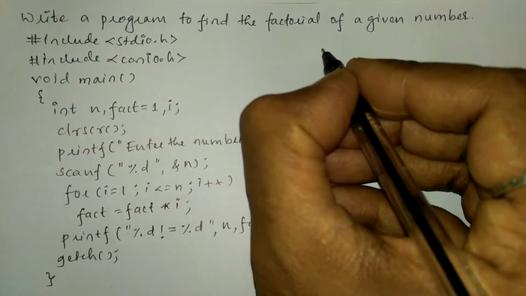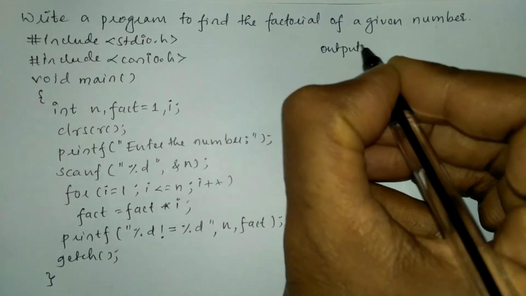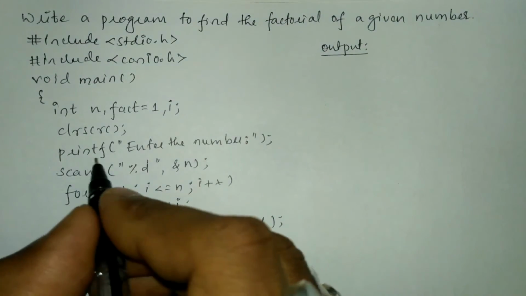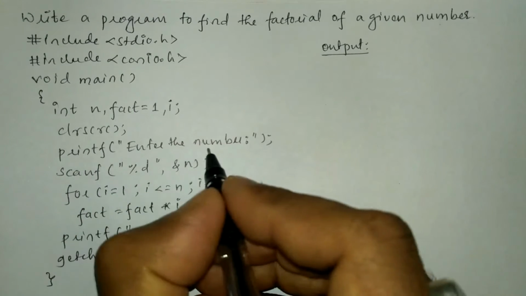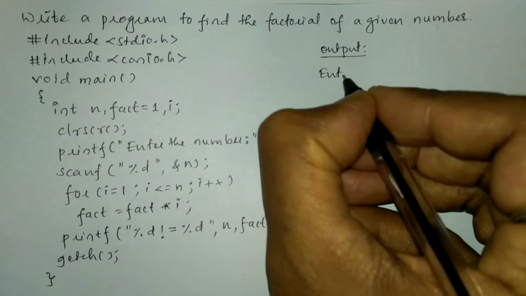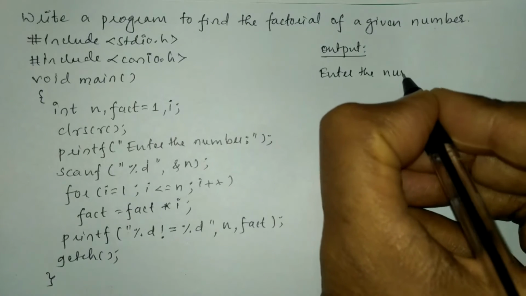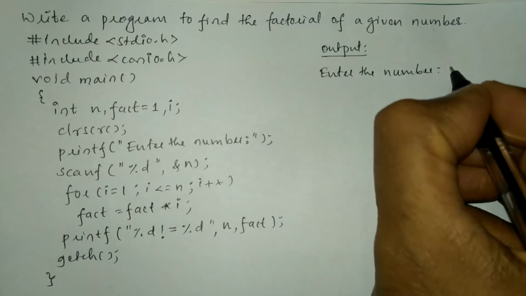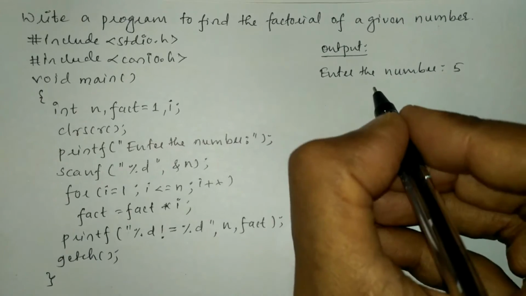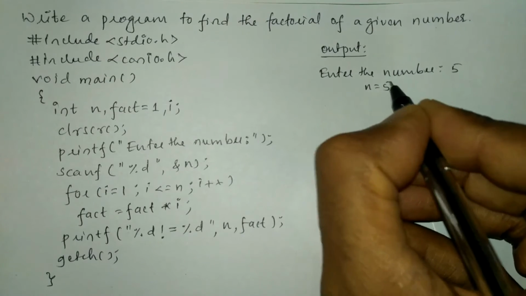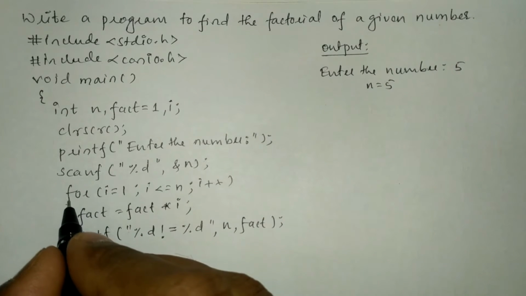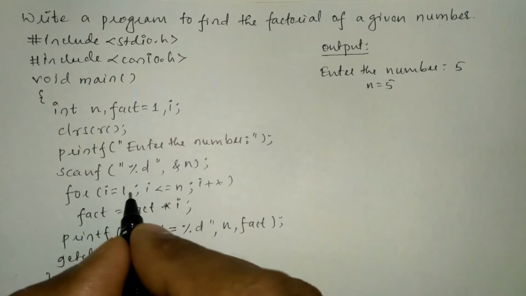Now let us take an example, and here I'm going to write the output. Once we compile and run this program, it will ask the user to enter the number. Here I'm going to write "enter the number". For example, I'm going to enter 5. Now the n value is 5 here. Next we are going to iterate, so i is equal to 1.